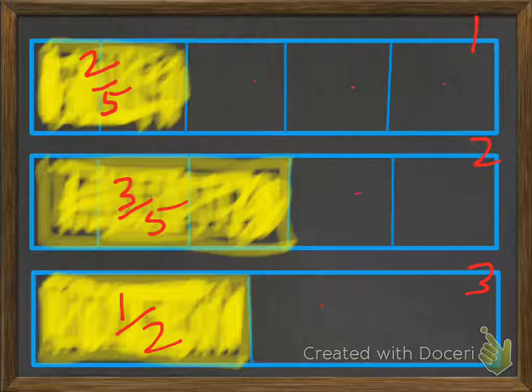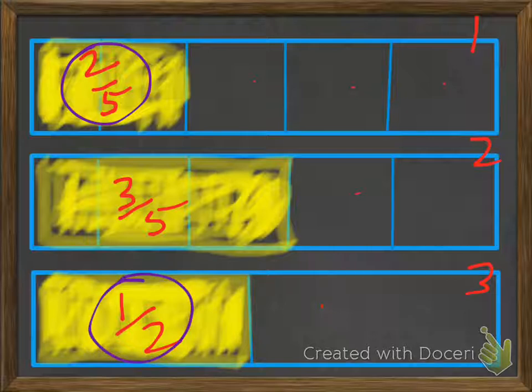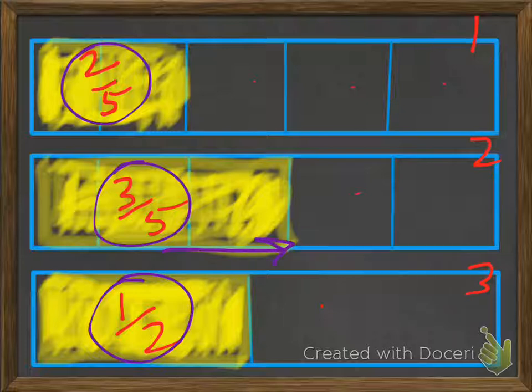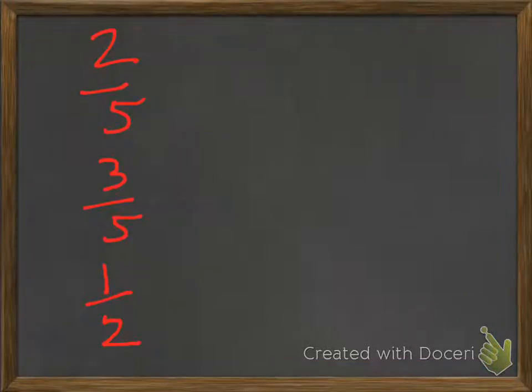So from here, we can actually make our order. So which one is the least? Well, 2/5 is. You can just see right here, it has the smallest shaded area. The next one, 1/2. And then finally 3/5, because it goes all the way to here. So let's take a look at it a different way.